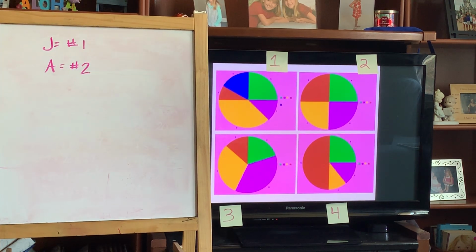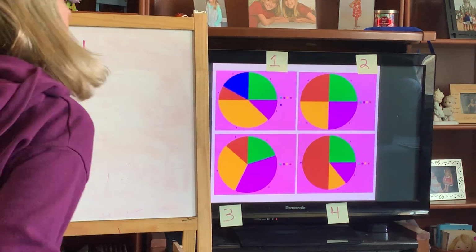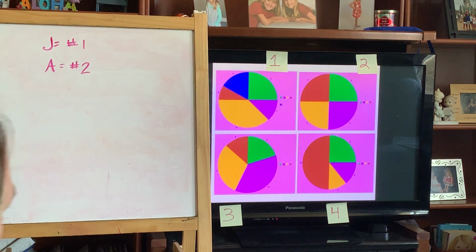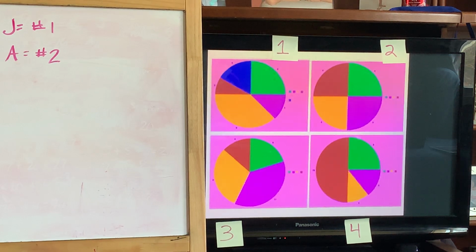So Jamie, can you explain to us why you think number 1 doesn't belong? Well, I counted on 2, 3, and 4 that they have 4 different colors, like divided into 4 colors. Okay. And number 1 has 5. So number 2, 3, and 4 are divided into 4 different colors, and number 1 has 5 different colors. Okay. Allie, what are you thinking?